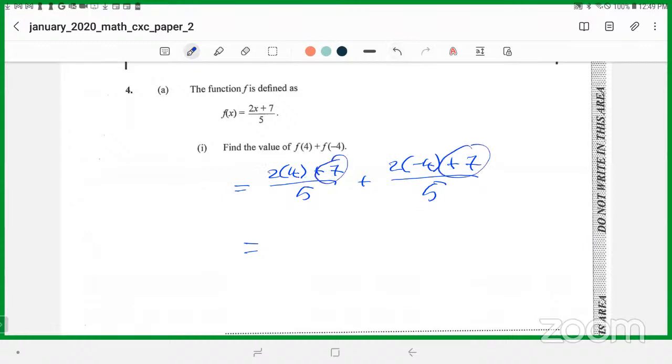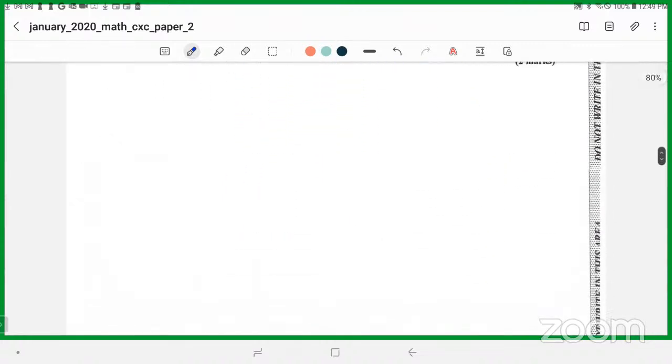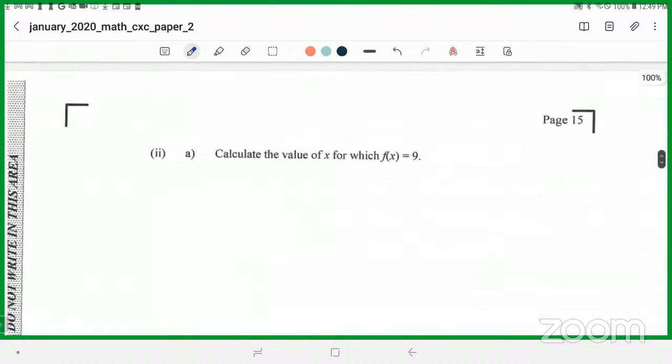And the result is going to be 7 plus 7 all over 5. Because if you put everything together, you're going to get 8 plus 7, that's here. Then it's going to be minus 8 plus 7, all over 5, because the common denominator is 5. And then this 8 wipes out that negative 8. 7 and 7 is 14. So the final result is 14 over 5. All right, nice and easy. 2 marks for that.